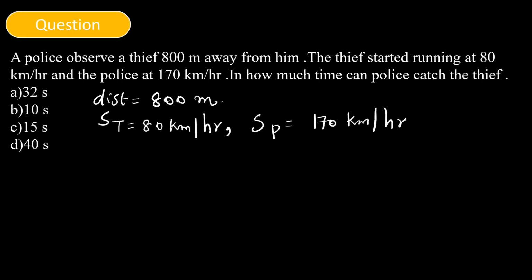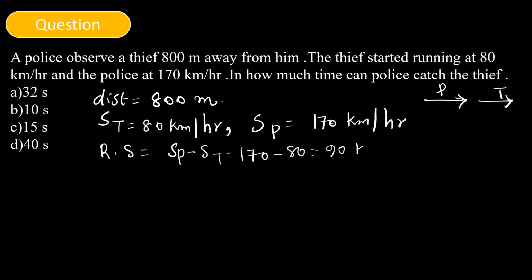Now they are running like this. This is the thief, this is the police. They are running in the same direction, so what would be their relative speed? Relative speed would be the difference between the two, that is speed of the police minus speed of the thief, 170 minus 80, which is 90 km per hour.